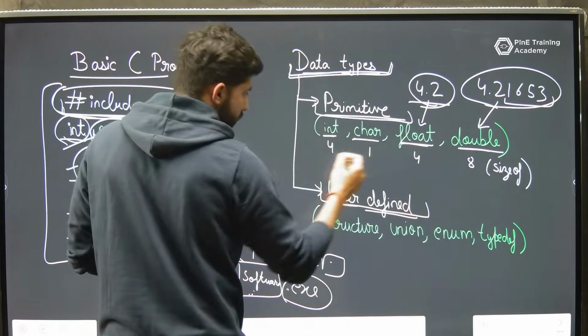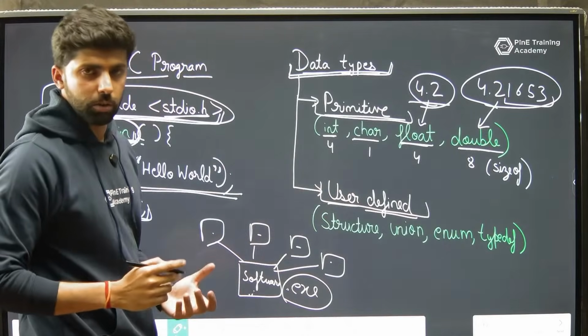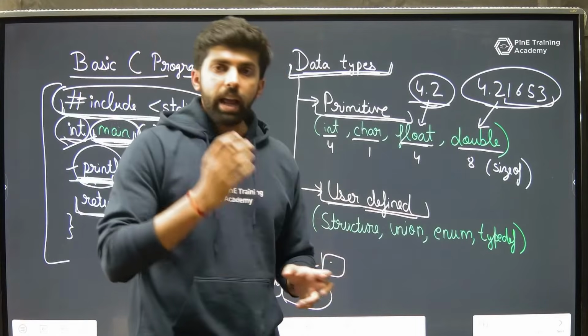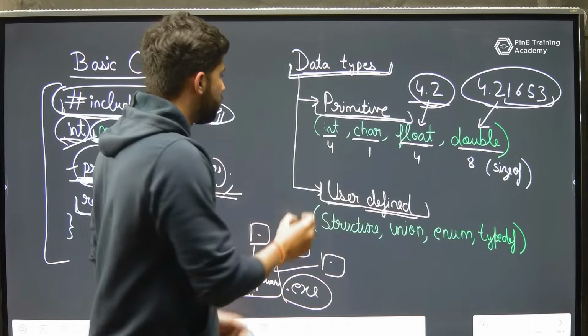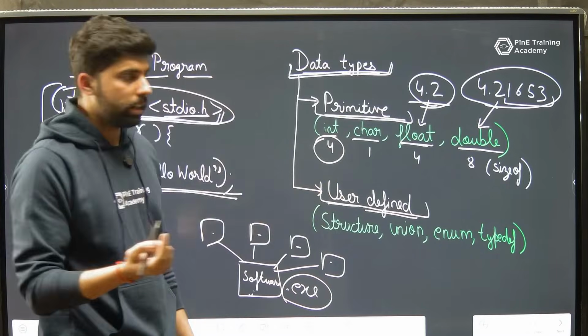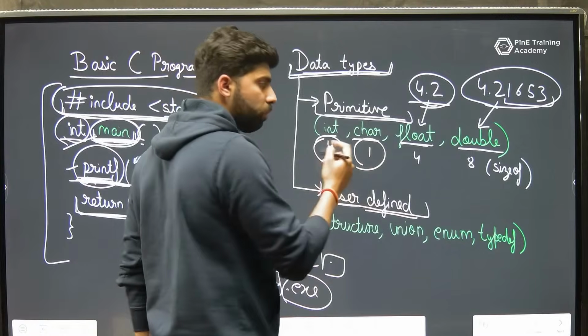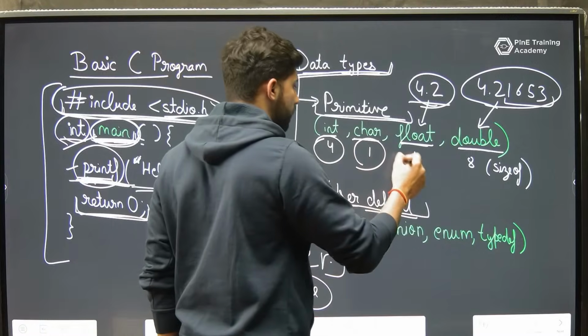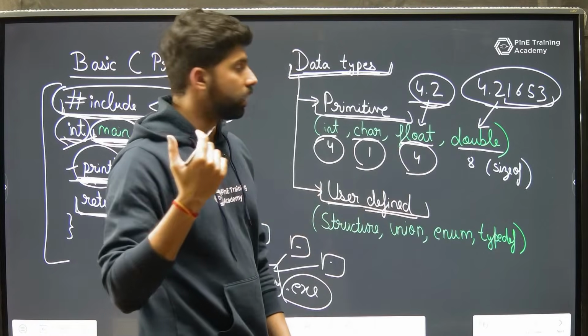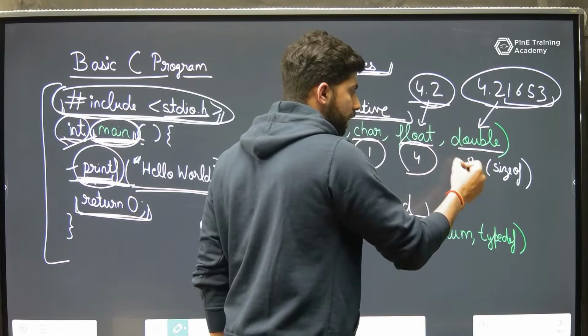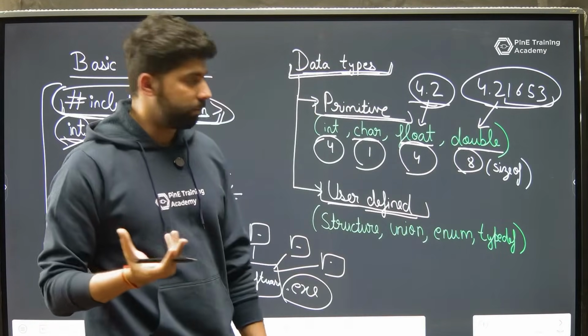Below these data types I have written their size. If you store an integer value, it will take 4 bytes. If you store a character value, it will take 1 byte. If you store a float value, it will take 4 bytes. And if you store a double value, it will take 8 bytes of memory.